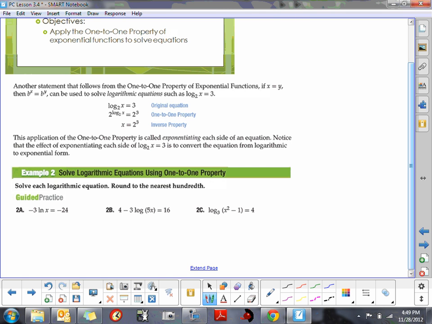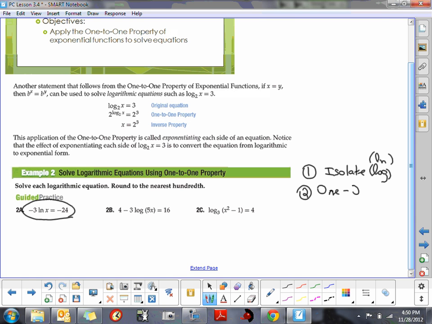So first thing, when I look at log statements, what I want to do is first of all, I want to try to isolate the logarithm. So isolate the log statement, or in this case, it could be a natural log, so whatever it is, isolate the log.